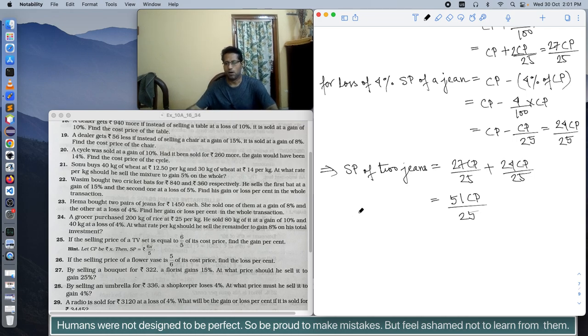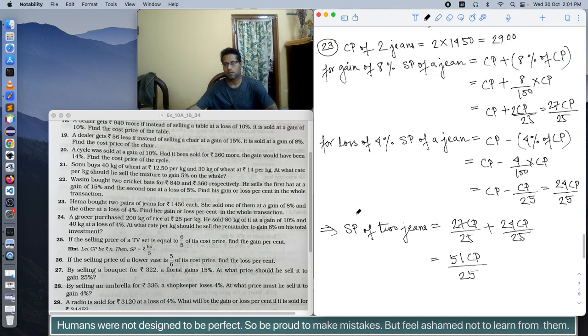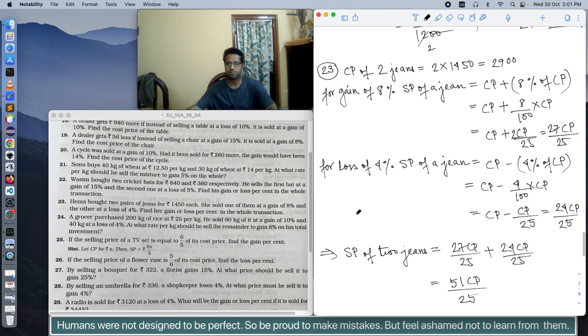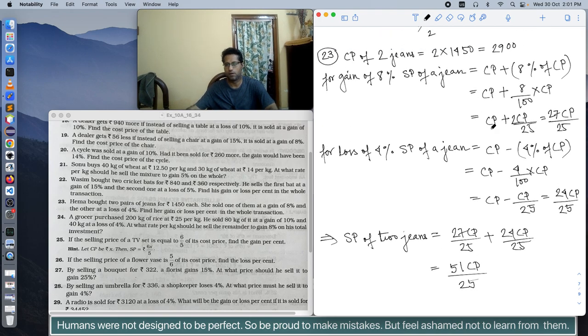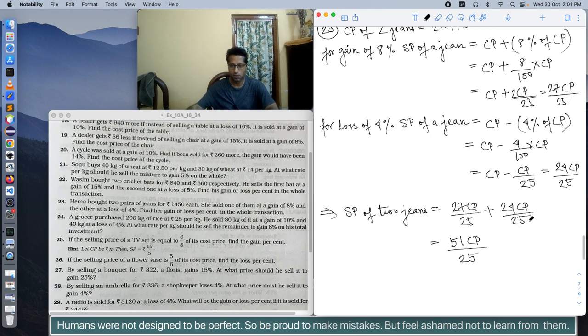Now, the cost price. Since we have already computed the cost price of the two jeans absolutely, this could have been written as 2 CP. We have found the value to be 2900. So let's compute the value of the selling price of two jeans. So 51 CP means CP we know is 1450, multiplied and divided by 25.